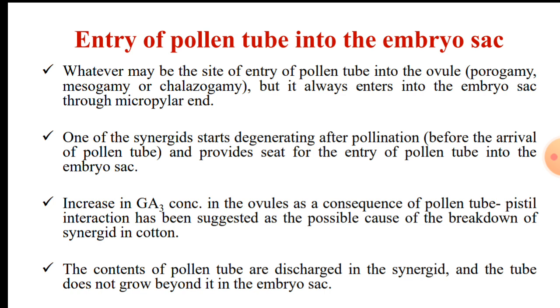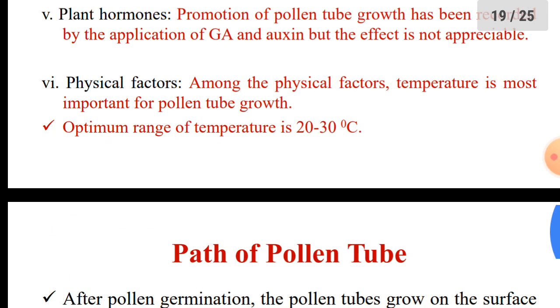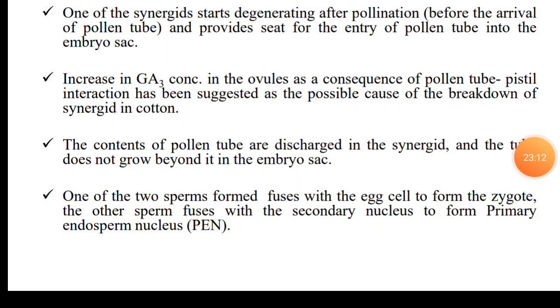Increase in gibberellic acid concentration in the ovules as a consequence of pollen tube pistil interaction has been suggested as the possible cause of the breakdown of synergid in cotton. The contents of pollen tube are discharged in the synergid and the tube does not grow beyond it in the embryo sac.